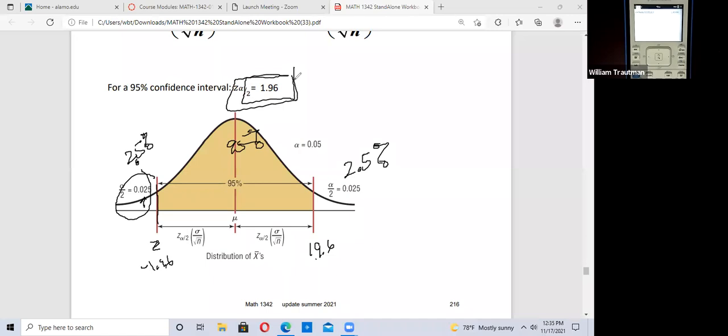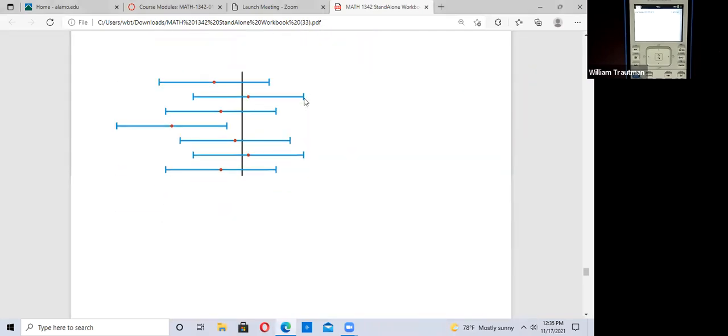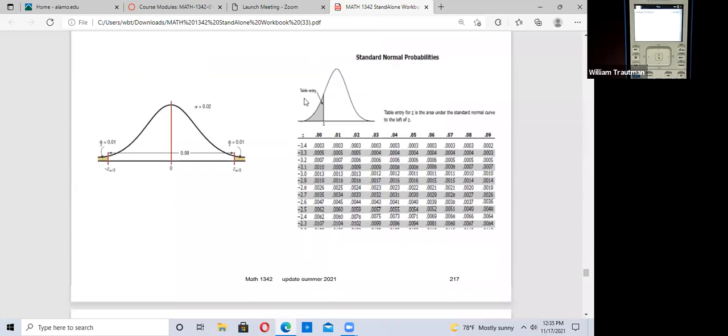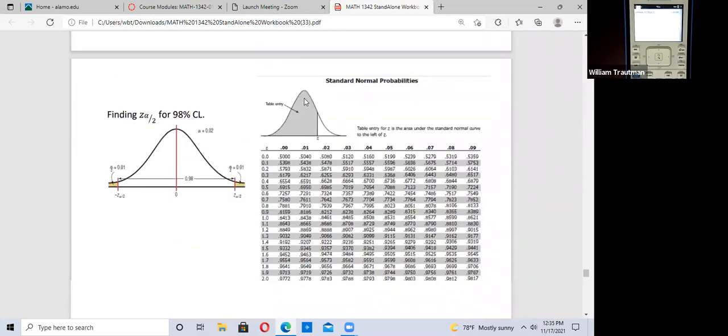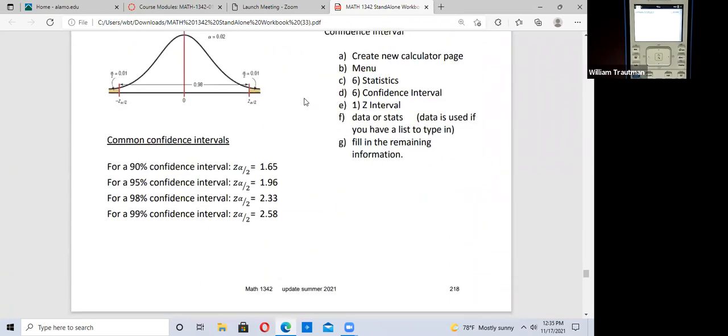So that's how you do that. And we did that last time. Hopefully you guys have been practicing. And they show, once again, how to do this on the tables. Last time I showed you, I think, 3 common confidence intervals, alpha over 2s. Here are 4.